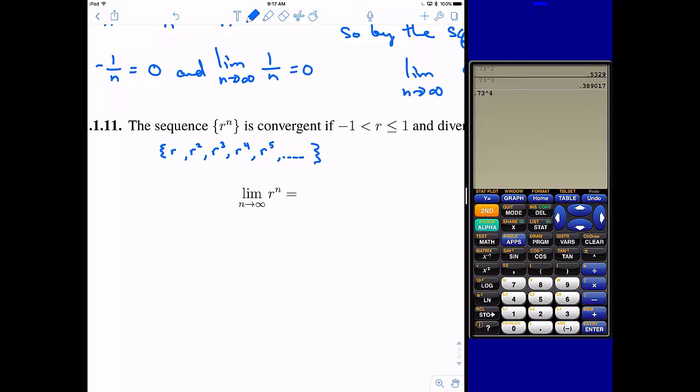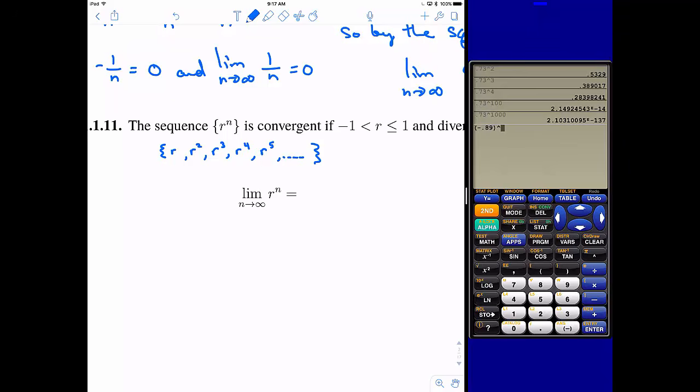So here's 0.73 to the fourth, and 0.73, let's do to the 100th. Ooh, look at that. That's got an e to the -14, so that's 13 zeros, and then this number here. What about if I raised it to the 1000th? Wow. E to the -137, so that's 136 zeros, and then this number here. So this seems to be approaching 0. As n gets larger and larger, this is becoming very, very small.